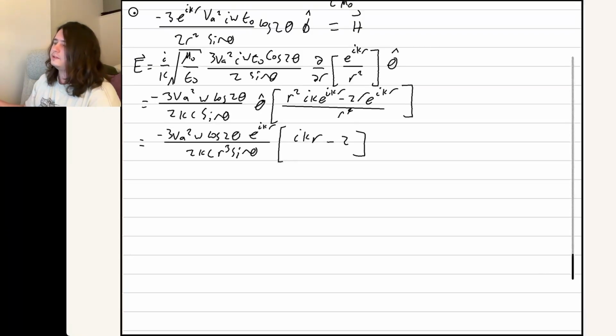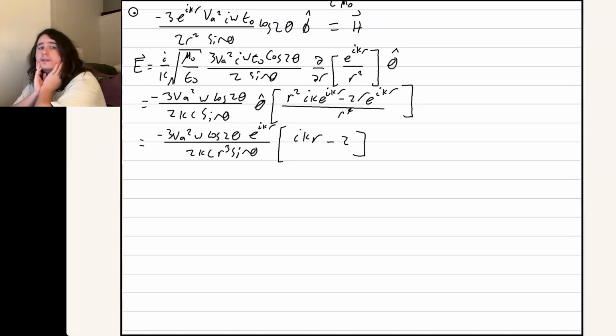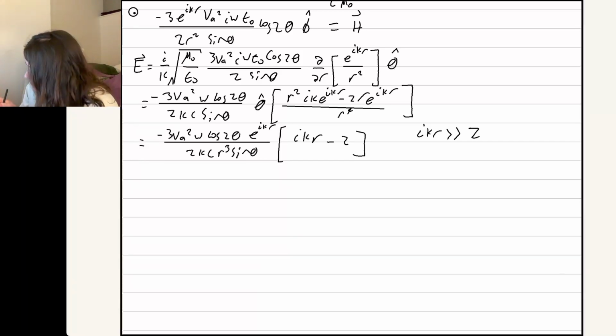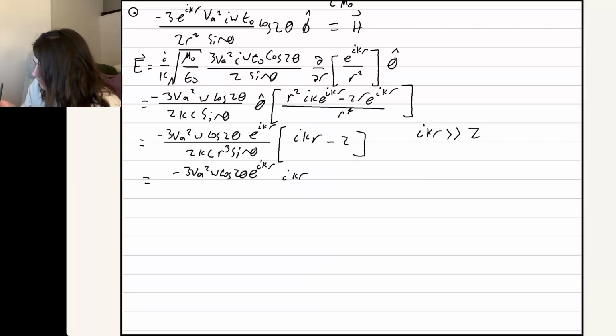Okay, so the whole point of this problem is that we are in the limit where the wavelength is much larger than the source of the system again. And so I don't think it's too egregious to make the approximation that ikr is going to be greater than 2 by a lot. So that will actually help us out in getting our dimensionality correct. So now we're doing minus 3va squared omega cosine 2 theta e to the ikr. And then we'll have ikr, not even ikr, just ik.